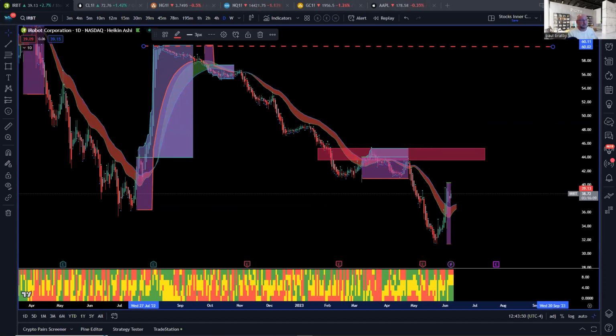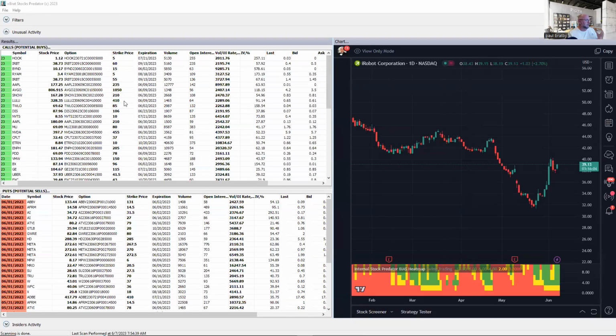Yes, it's by itself. It's not platform specific. So it has a charting package in there. It has all the scanners. It's going to have more scanners and everything like that. Excuse me, I've got a cold.